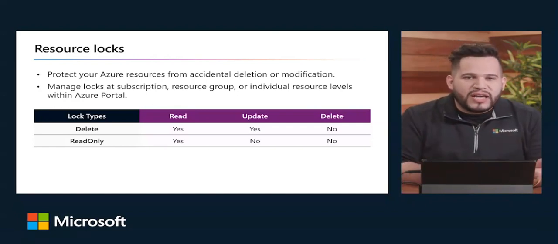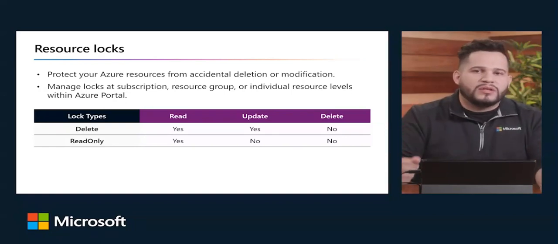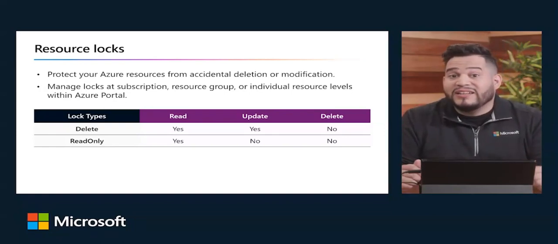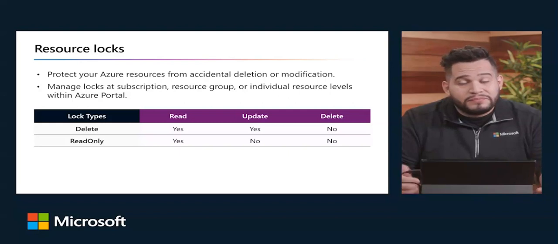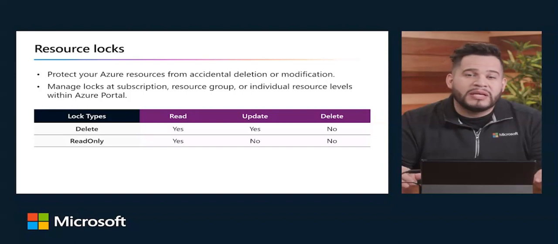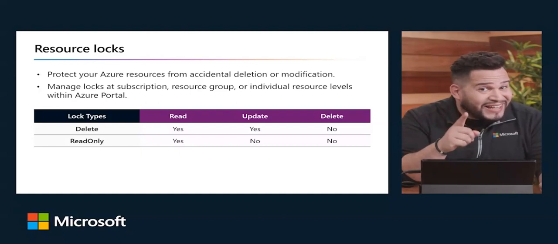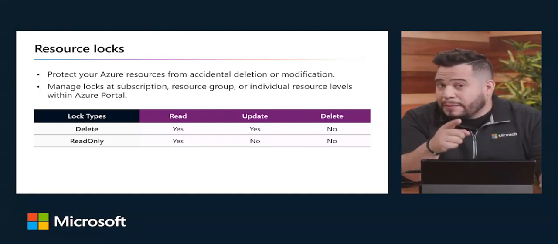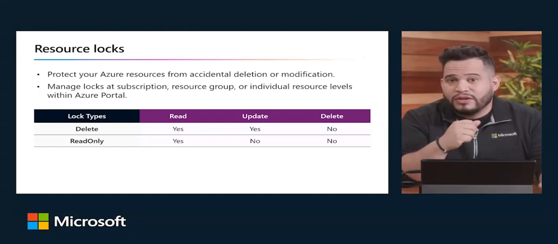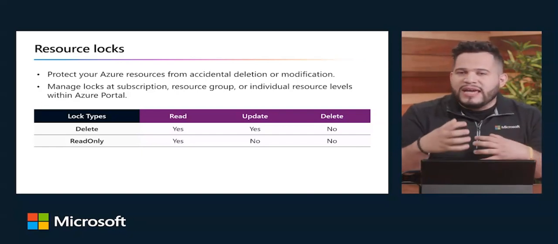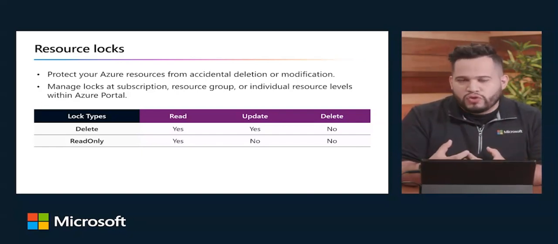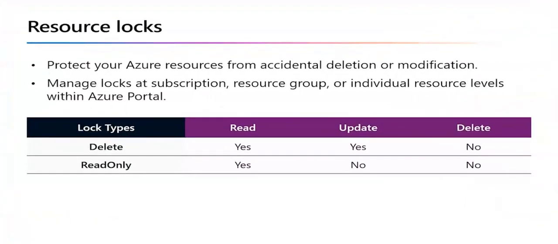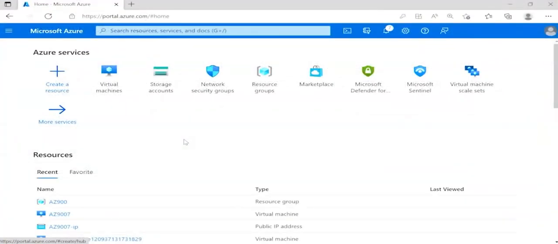Because the worst thing that could happen is, oh no, I didn't mean to do that, right? And unless you have backups in place, there's no undo button. So resource locks are put in place to prevent that. Think about it this way. You can't accidentally delete something if there's no option to delete. So let's actually go into the portal, take a look at some policies and resource locks, and do a demonstration on those. In this demonstration, we're going to create both a resource lock and a policy.